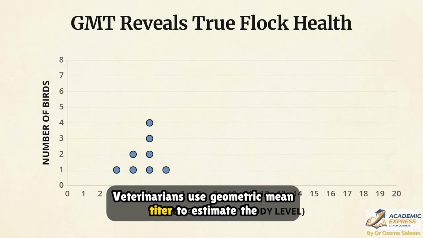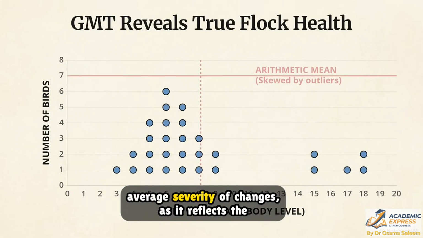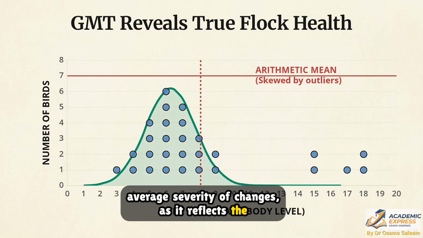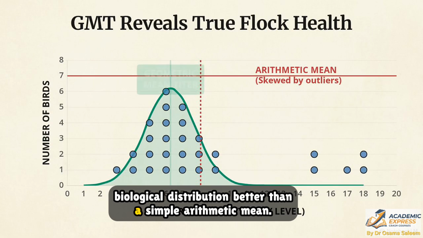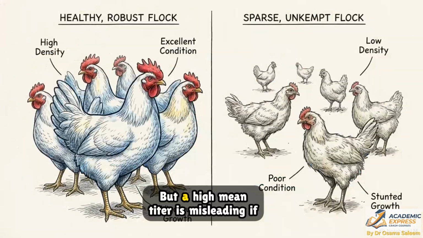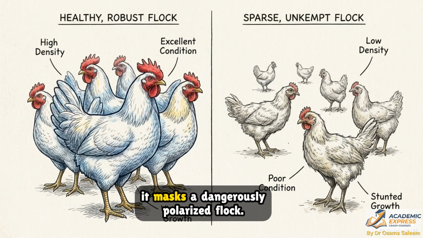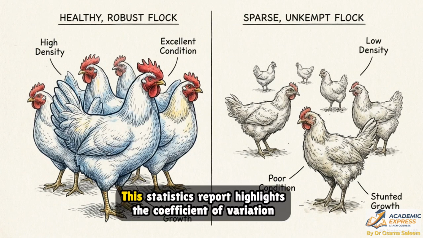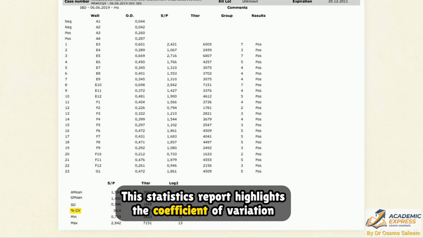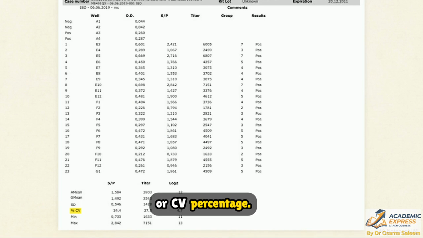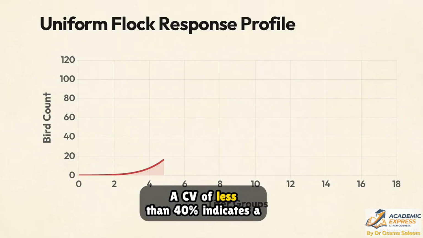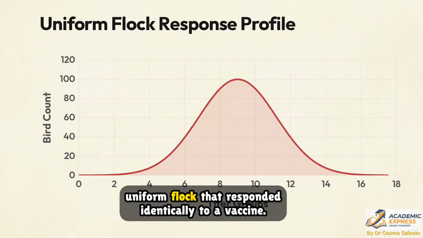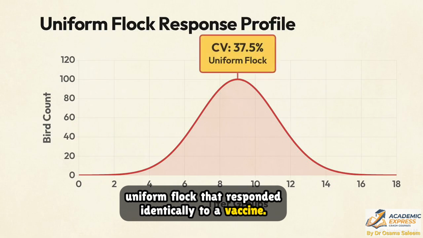Veterinarians use geometric mean titer to estimate the average severity of changes, as it reflects the biological distribution better than a simple arithmetic mean. But a high mean titer is misleading if it masks a dangerously polarized flock. This statistics report highlights the coefficient of variation, or CV percentage. A CV of less than 40% indicates a uniform flock that responded identically to a vaccine.